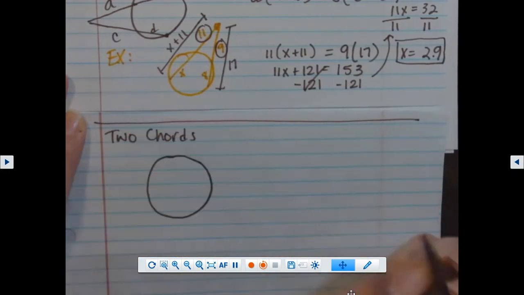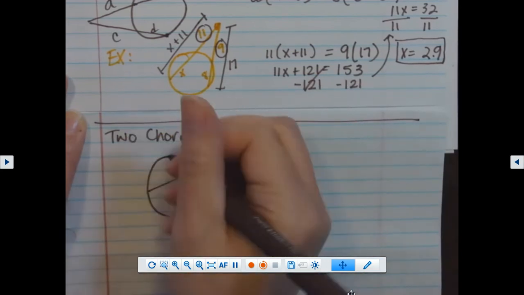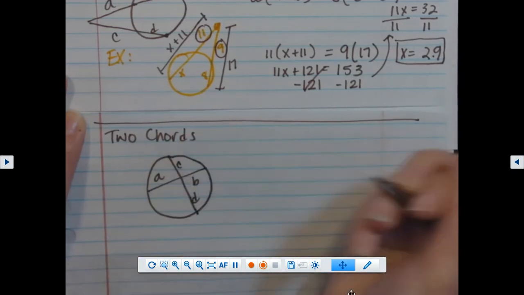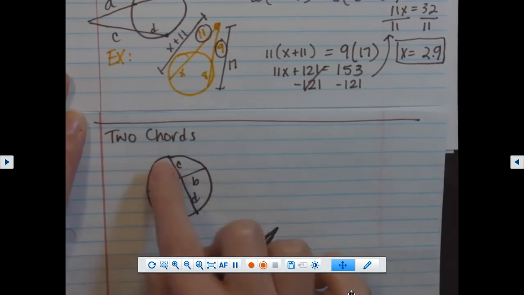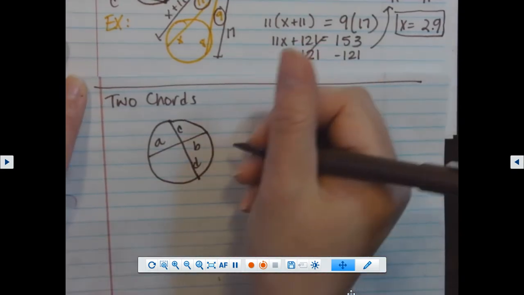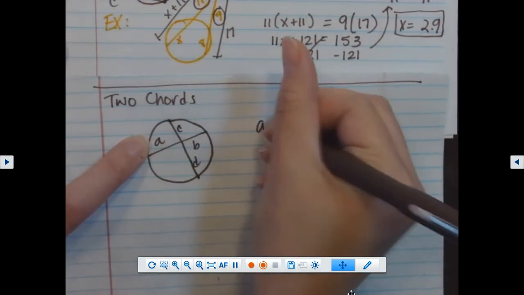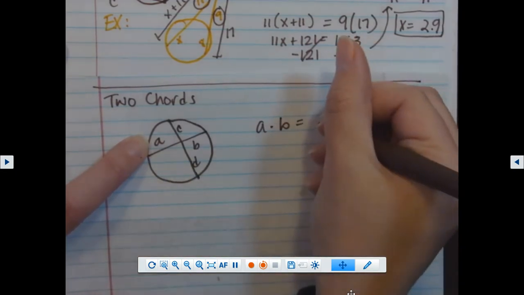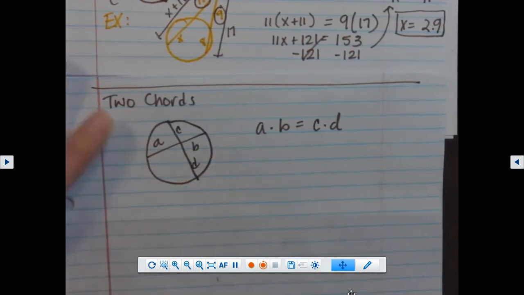So you can see this problem. Oh, it's not that bad. You got to be careful. When you have 2 chords that intersect, you do the parts of one chord, multiply together, so their product equals the product of the other 2 parts for your second chord. So in this case, A and B make up the first chord. Multiply them together. C and D make up your second chord. Multiply them together. Not too difficult.